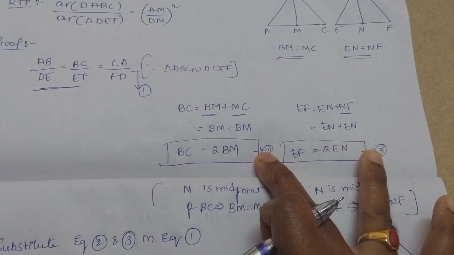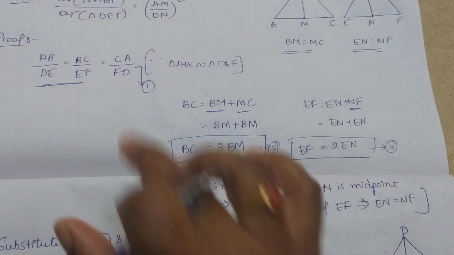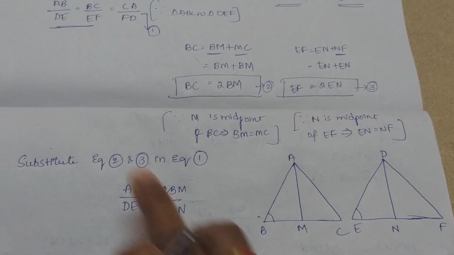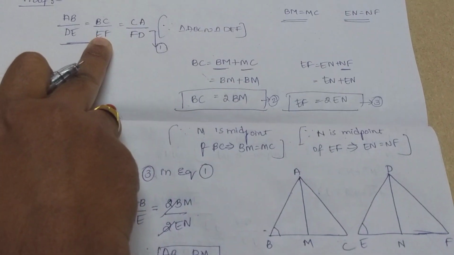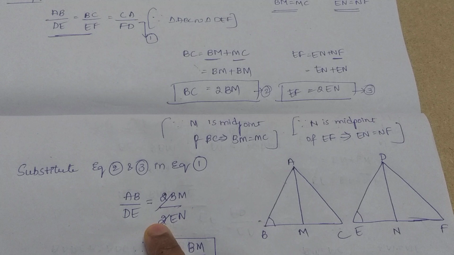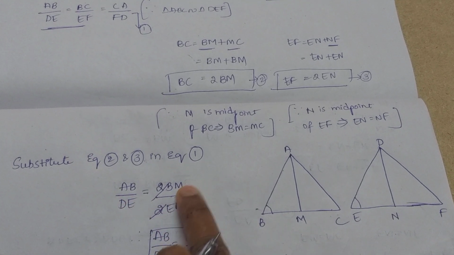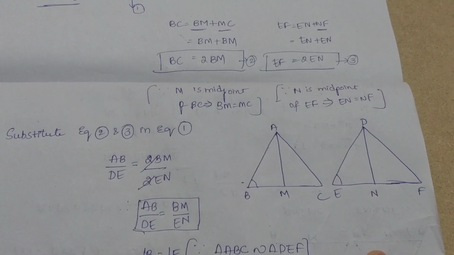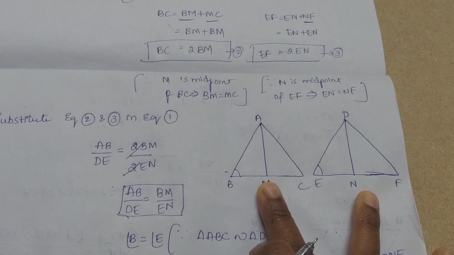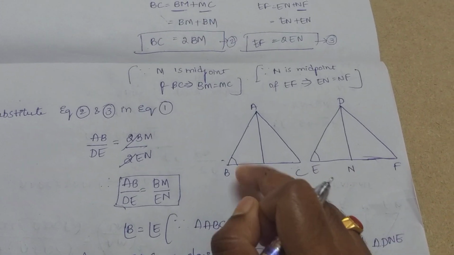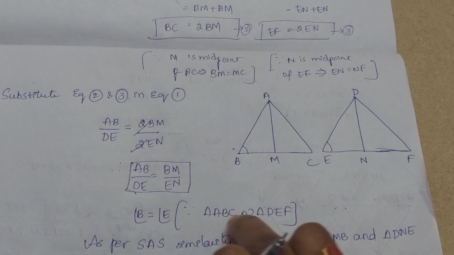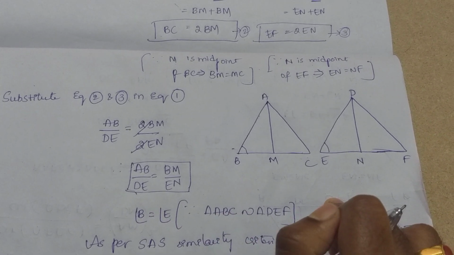After that I substituted equation 2 and equation 3 in equation 1. So when you see here, 2BM and 2EN: in the place of BC it is 2BM, in the place of EF it is 2EN. So 2 and 2 will be cancelled off. So AB by DE equals BM by EN. Correct? Here triangle ABC is similar to triangle DEF. It means if two triangles are similar, then their corresponding angles are equal. So we can write angle B equals angle E, since triangle ABC is similar to triangle DEF.